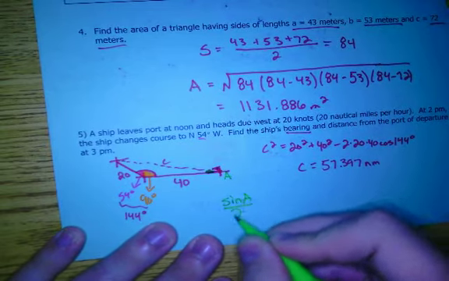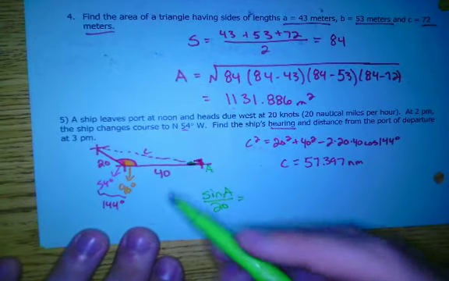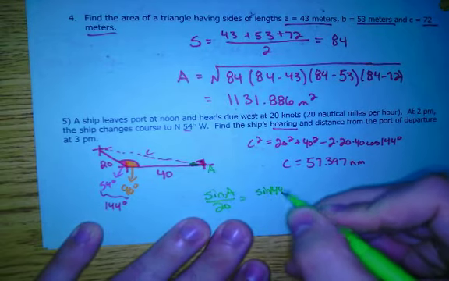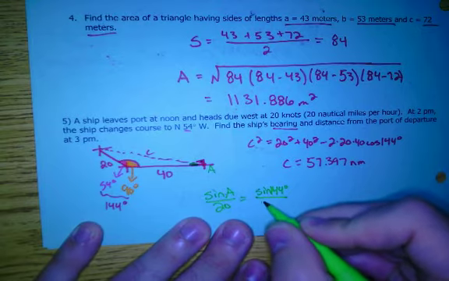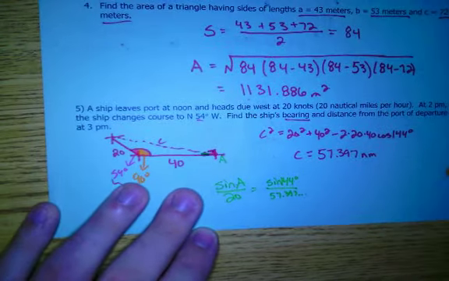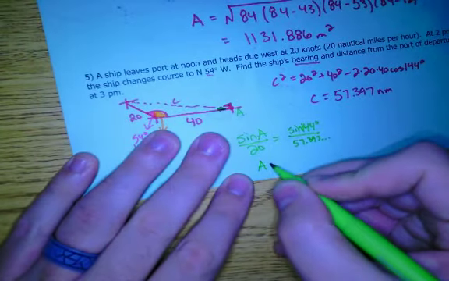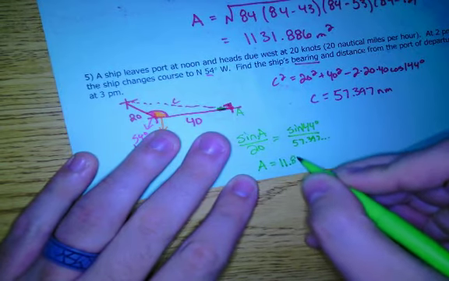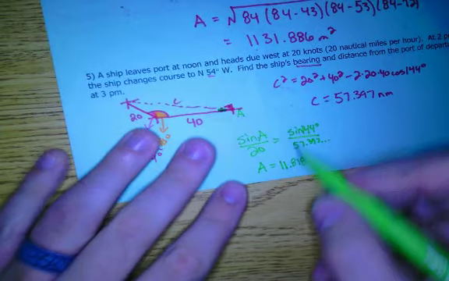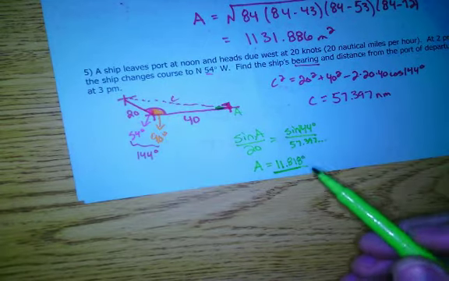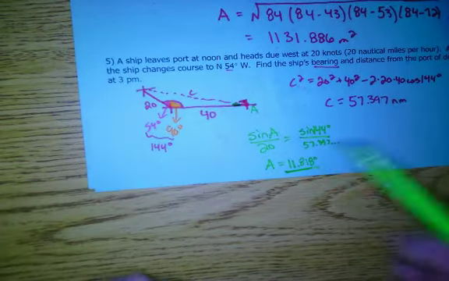So sine of A over 20, and let's find a relationship that we do know, which is going to be this 144 in C. So sine of 144 degrees all over this C value, which is this 57.397, and there's more values, so make sure you use that entire value. So when we solve for this, we're going to get A to equal 11.818. So that's just the green part. Okay, degrees. Again, I'm just not showing you the calculator work. We have done this before.